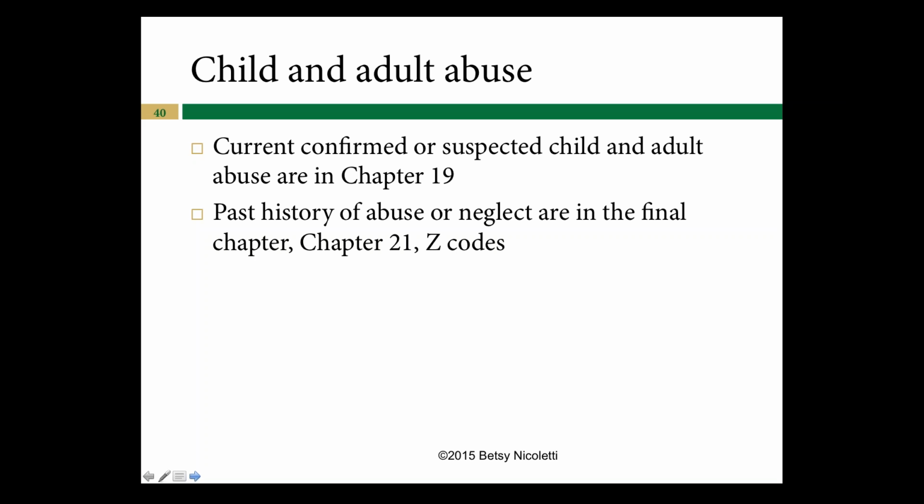Child and adult abuse are in this chapter, so some mental health professionals are going to get a shock when they try to code for these conditions. If it's confirmed or suspected child and adult abuse, those are injury codes, and we're going to put them in Chapter 19. If it's a past history of abuse or neglect, they're in the Z codes, the equivalent to our V codes now. I love how they name that: factors influencing health status and contact with health services. They're back in the last chapter in the book.